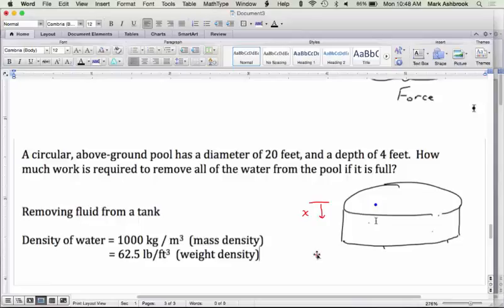So now let's find the weight. We have 400 pi cubic feet of water, and each cubic foot weighs 62.5 pounds. Multiply that.